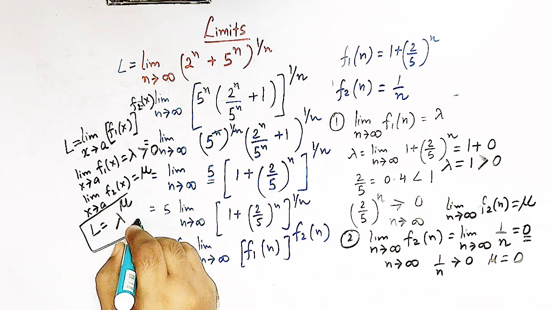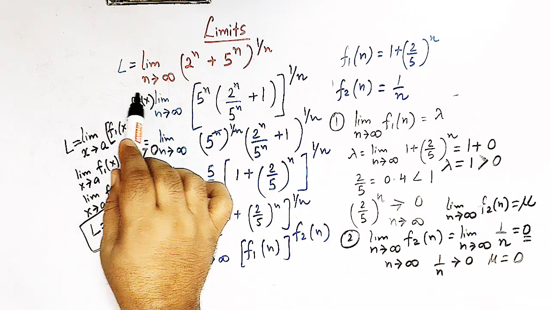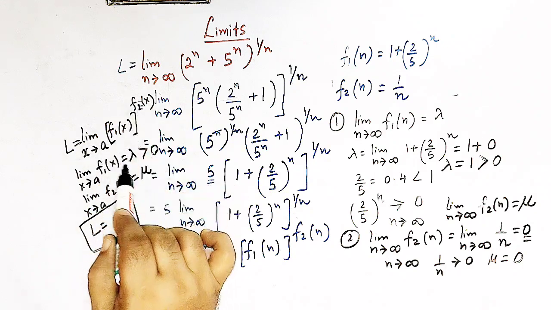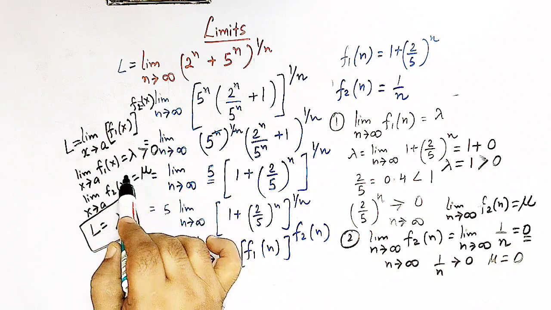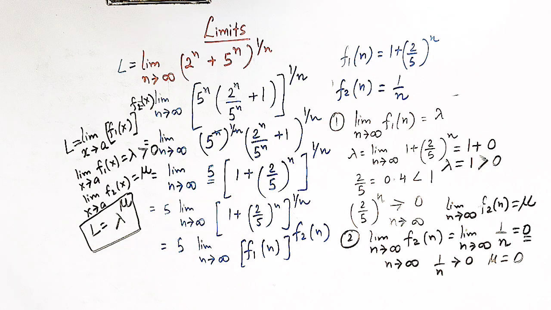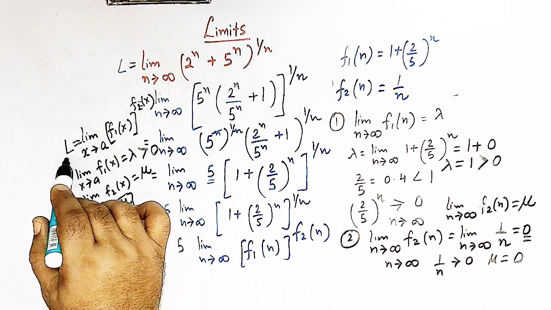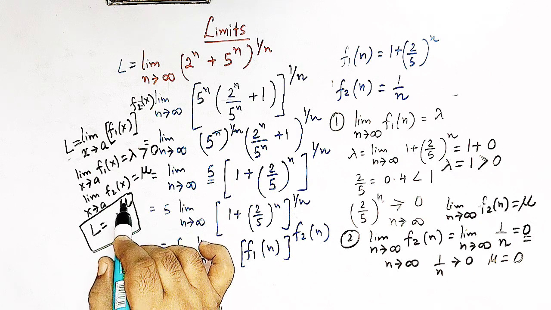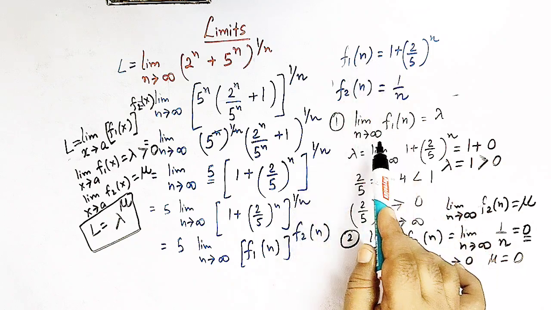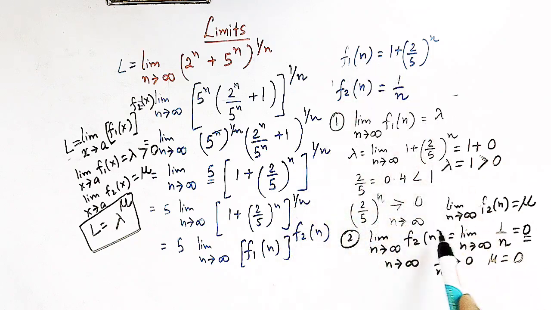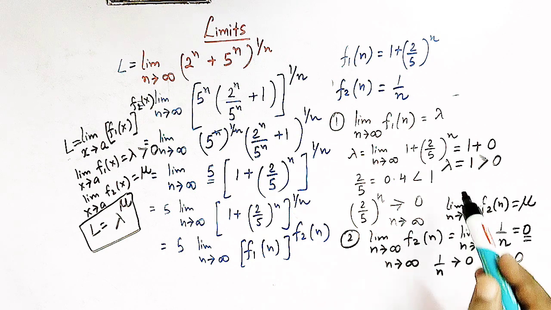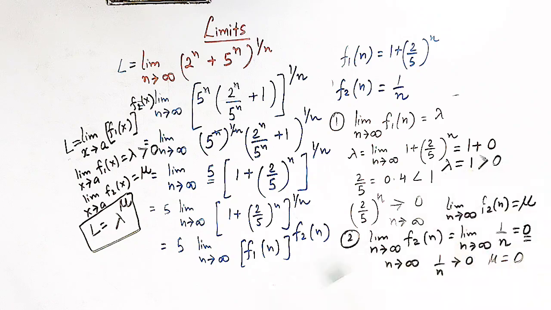So this is the formula for finding the values of limits of this type, that is limit x tends to a of f1(x) raised to f2(x). We take lambda as this limit, mu as this limit, and the condition is that lambda must be greater than 0, right? Then the value of this limit is given by lambda raised to mu. So in this case the variable was n, and we have this limit as lambda, this limit as mu. Lambda is 1 and mu is 0, and lambda equal to 1 is greater than 0.